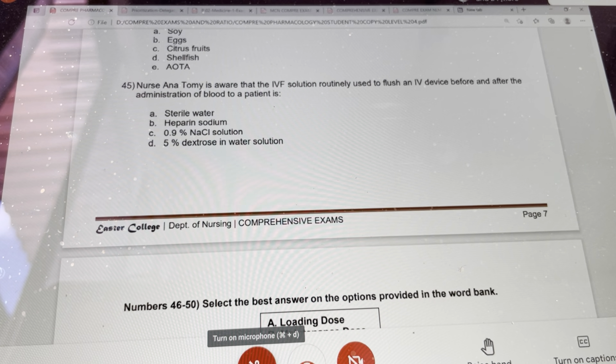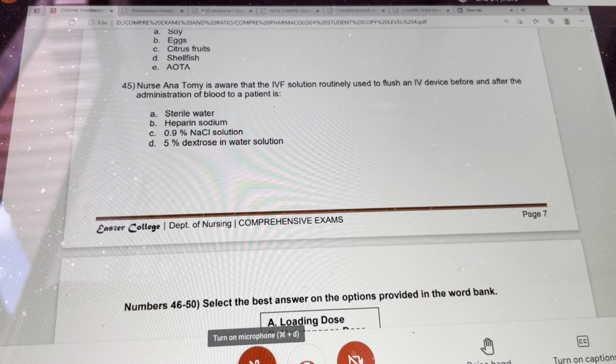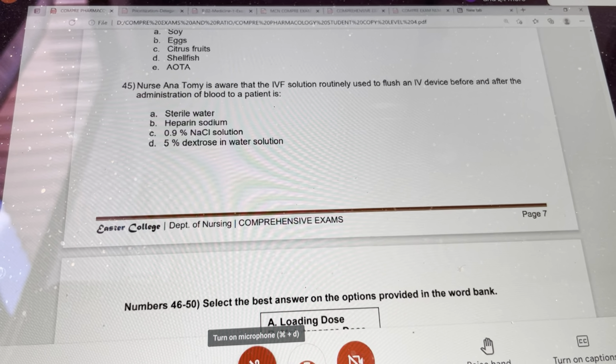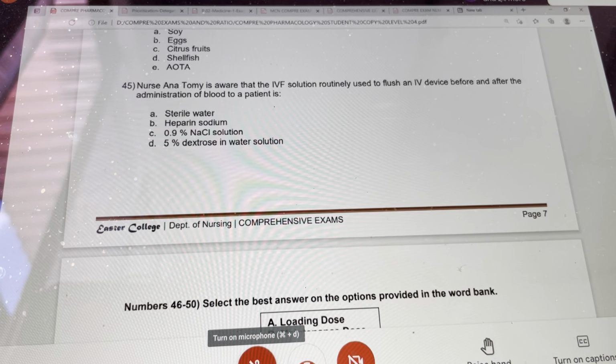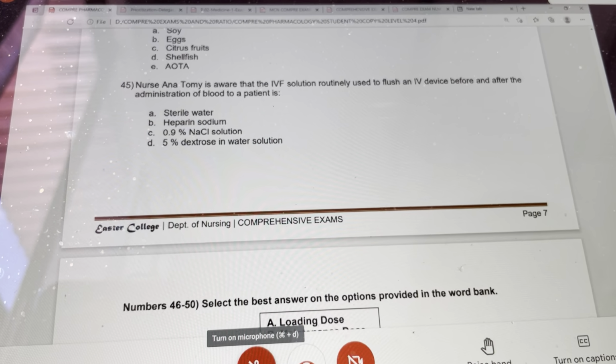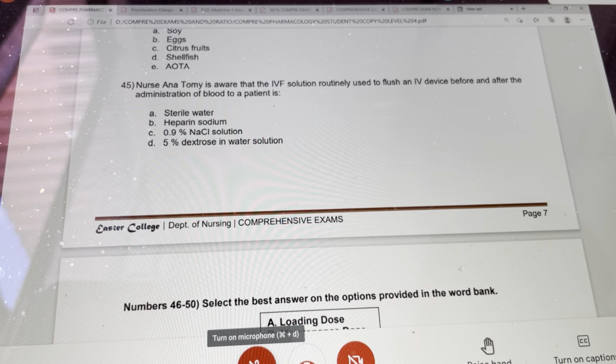So again, why is this so? Because this particular solution has the same osmolarity with your blood and of course your bodily tissues. Okay, so this will not cause lysis to your red blood cells. So again, the correct answer is 0.9% sodium chloride solution.